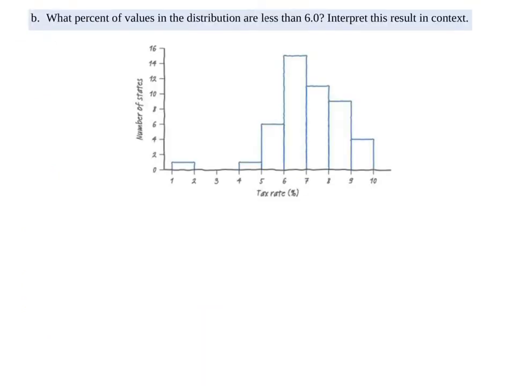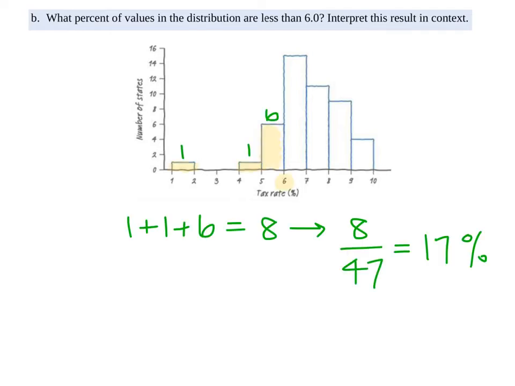Now with our visual display of our data, we can answer this question: what percent of values in the distribution are less than 6? Interpret this result in context. So what I'm going to do is count up the number of states here that are below 6, because we know that that really stops at 5.99999, etc. So that is 1 plus 1 plus 6, or 8 out of 47 states. So that's 17% of states, including the District of Columbia, that have rates less than 6%.